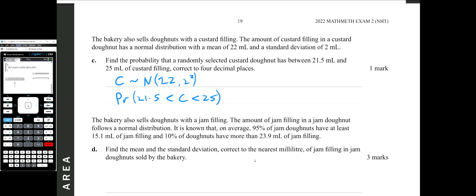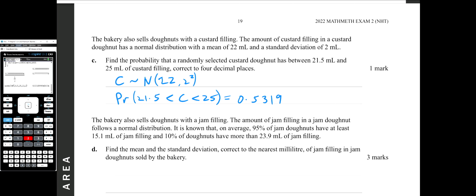So we're going to use our norm CDF on the calculator. Menu 552 is norm CDF, 21.5 to 25. Our mu is 22, sigma is 2, and there we have it. So correct to 4 decimal places, we've got an answer of 0.5319.